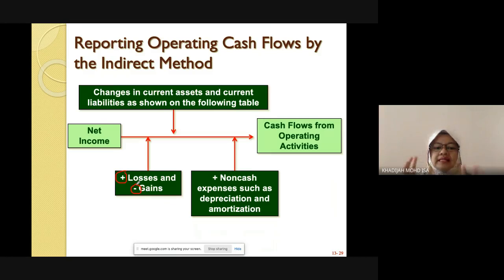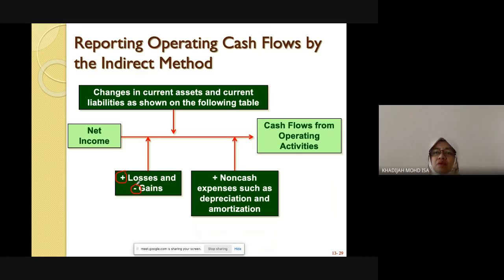So let's see when you have losses. When you have a loss, it is an expense. So expense in arriving at net income, do you add or do you minus expenses? You minus. So it means that whatever income you have, you will minus your losses. So in order to adjust, because losses in this case is a non-cash item, like the losses on the disposal of your asset we saw just now, you add back. So that's why you plus losses.